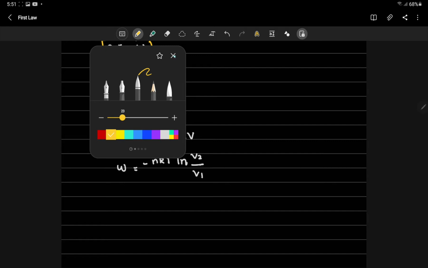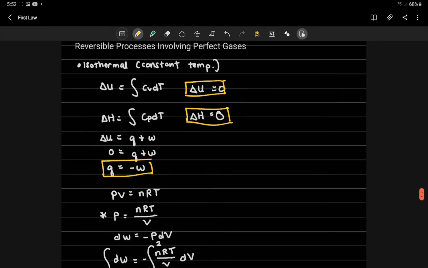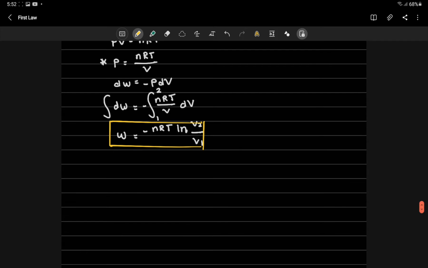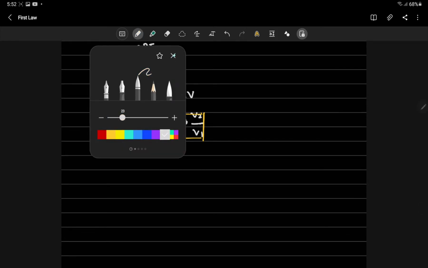So that is now our expression for work done in an isothermal reversible process. Of course, you can make the minus sign positive, pero yung ln will be V1 over V2. So you now have the four equations for isothermal processes. Now, the next type of process that we will consider is an isobaric process.